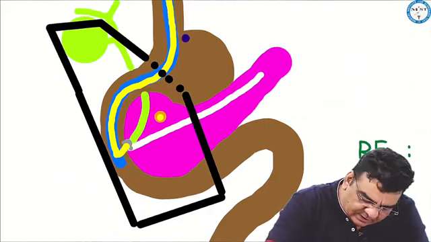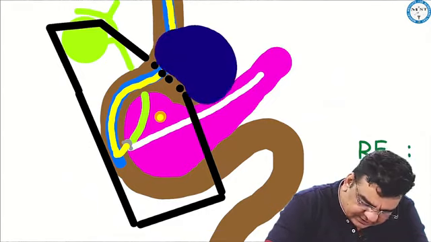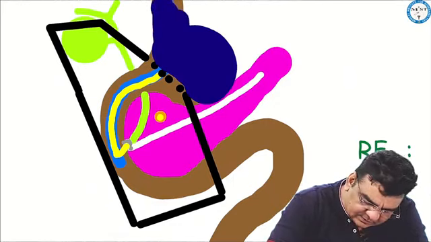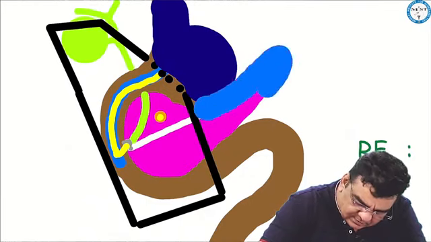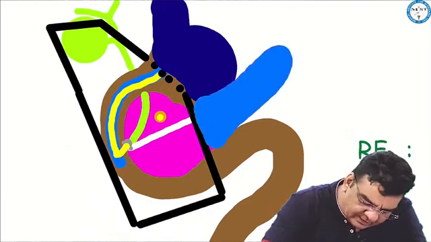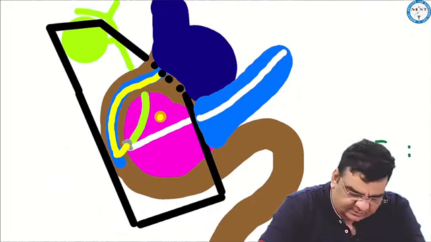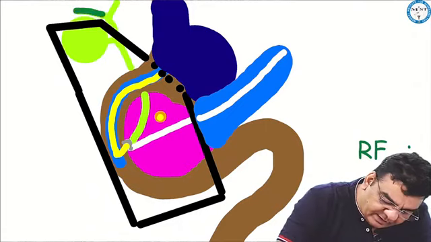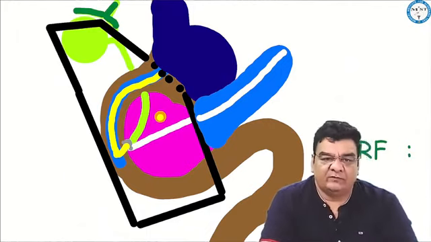You will be left with the stomach here. Something like this. Above definitely would be the esophagus. Now herein you are left with this part of the pancreas. And here in this pancreas, definitely there would be a pancreatic duct. Here you will be left with the right hepatic duct, the left hepatic duct, and the common hepatic duct. So this is what you are left with.